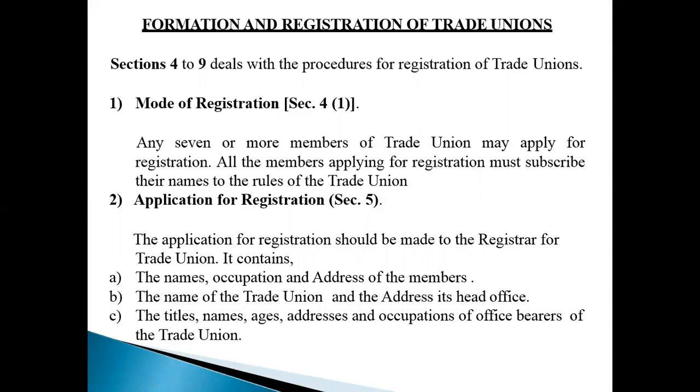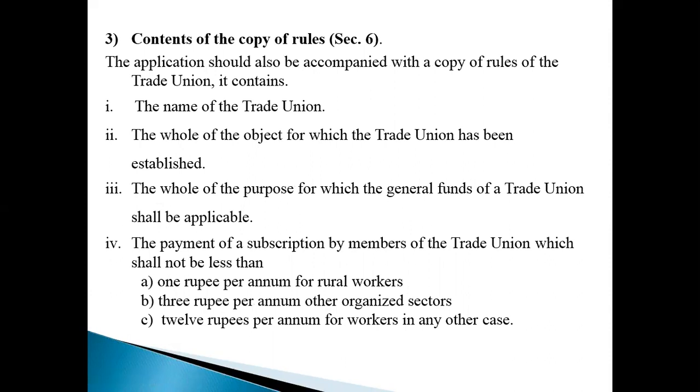First one is the names, occupations, and addresses of the members, then the name of the trade union and the address of its head office, then the titles, names, ages, addresses, and occupations of the office bearers of the trade union, right? Then contents of the copy of rules. What are the different contents under the copy of rules under section 6? The application should also be accompanied by a copy of the rules of the trade union.